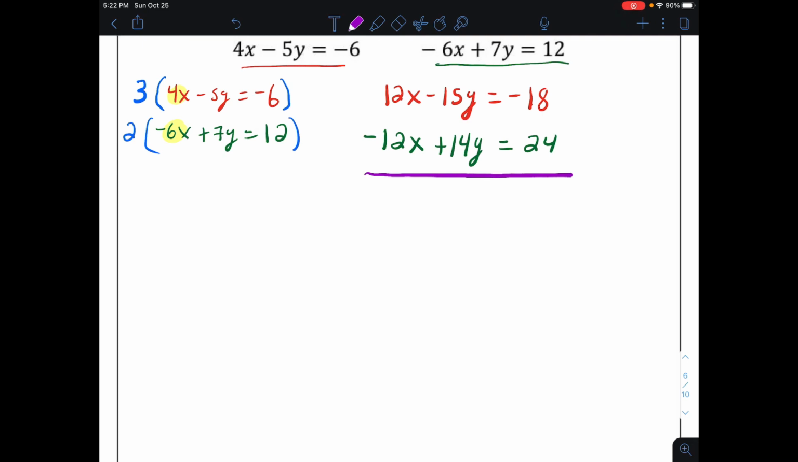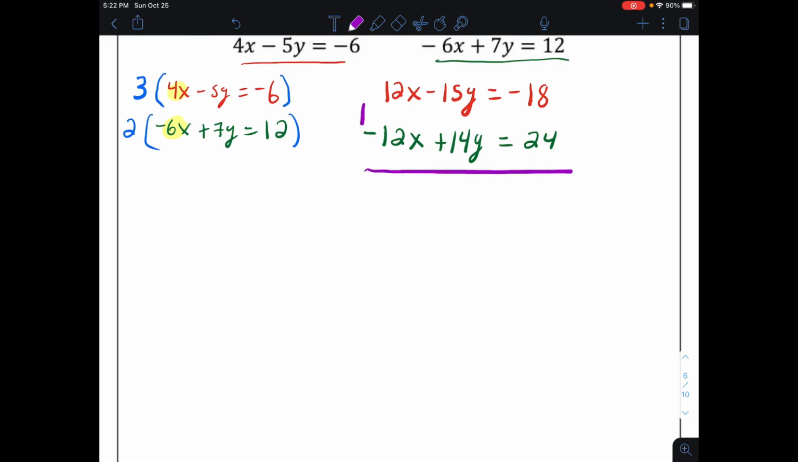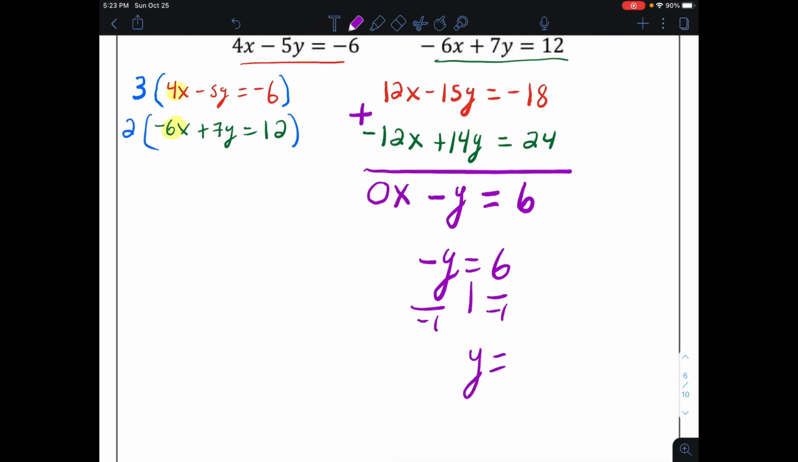Now I can make the x's cancel out and have a 0 in front if I do 12 plus -12. So I'm going to choose to add this time. So I'm going to add the top line to the bottom line. 12x plus -12x gives me 0 x's. -15y plus +14y gives me -1y is equal to -18 plus 24, which is going to give me 6. And then we have -y is equal to 6. We would divide both sides by -1, and we get y is equal to -6.